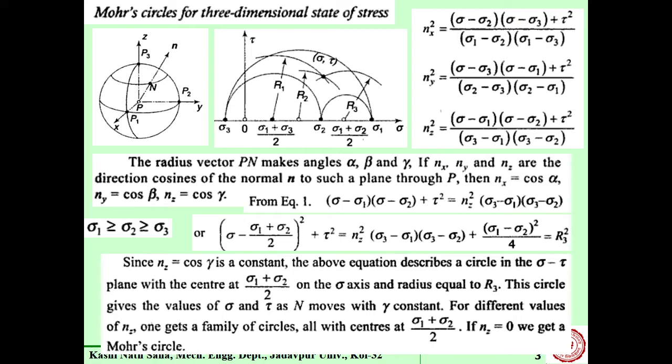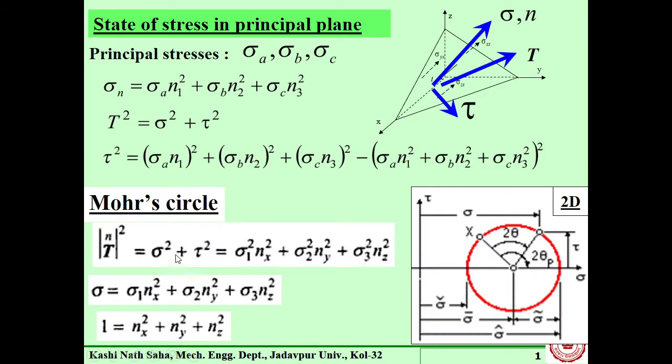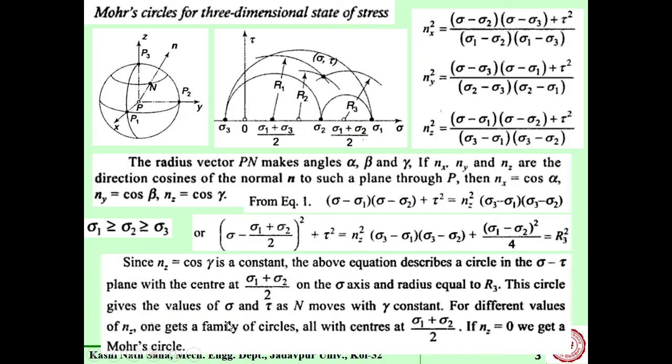So, where are these three equations coming from? Once again, these three equations are coming from the earlier three equations. We are solving them and we are getting the expressions for nx, ny and nz. Let us take the third one. This is the equation.